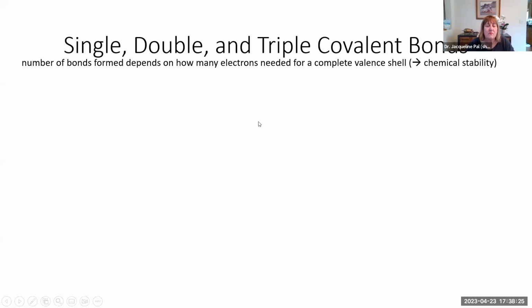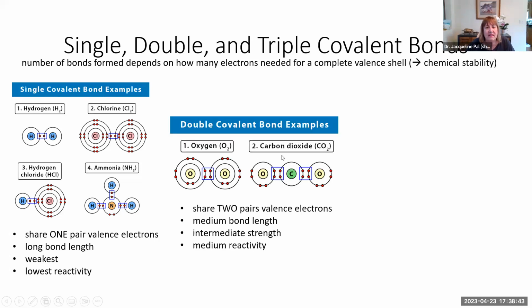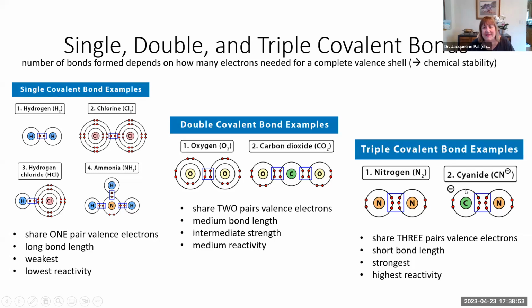So talking about covalent bonds, I mentioned before we can have single bonds, double bonds, and we also can have triple bonds. Single covalent bonds share 1 pair of electrons, so that bond is long, which makes it very weak by comparison. A double covalent bond, like we see in oxygen, is going to share 2 pairs, and it's going to be stronger. And then ones that have triple bonds, like cyanide, are really hard to break. These are the strongest bonds because they are triple bonded.